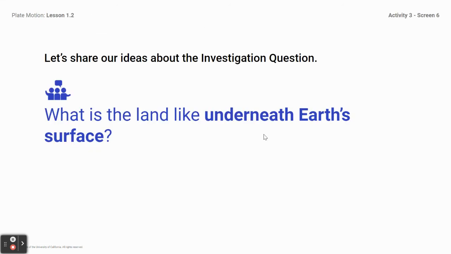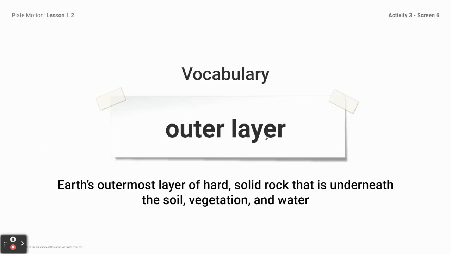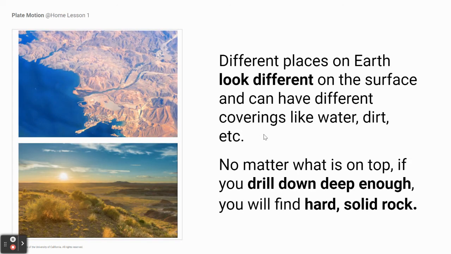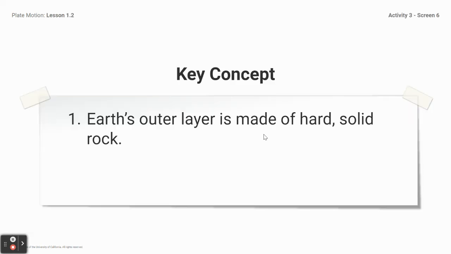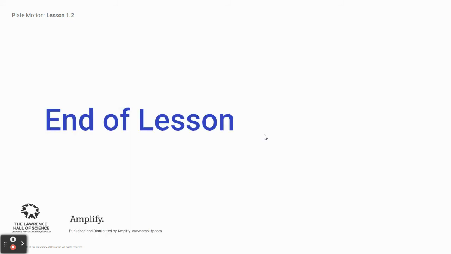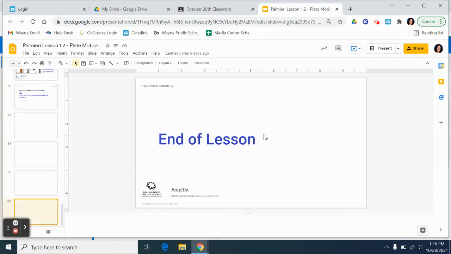We know that underneath Earth's surface we have a solid outer layer, and that is under soil, vegetation, or water, and that exists all around the Earth. Different places on Earth look different on the surface and can have different coverings like water, dirt, etc. No matter what's on top, if you drill down deep enough, you will find hard, solid rock. Earth's outer layer is made of hard, solid rock. That's one of the key concepts that we've learned here. And that's the end of the lesson there.